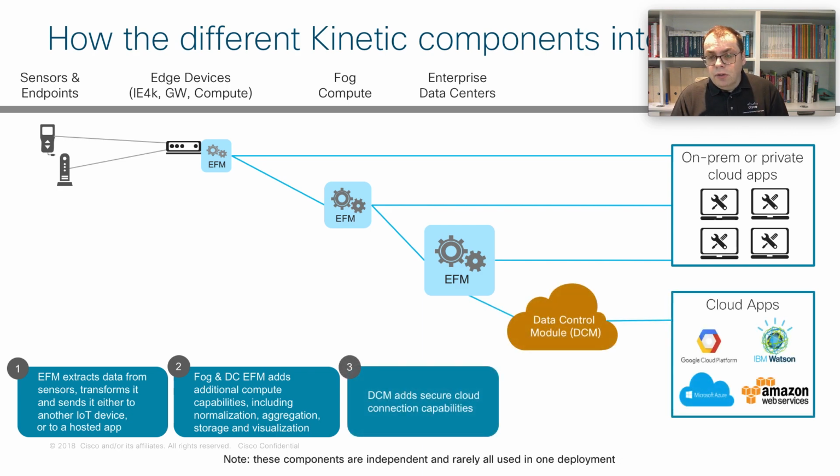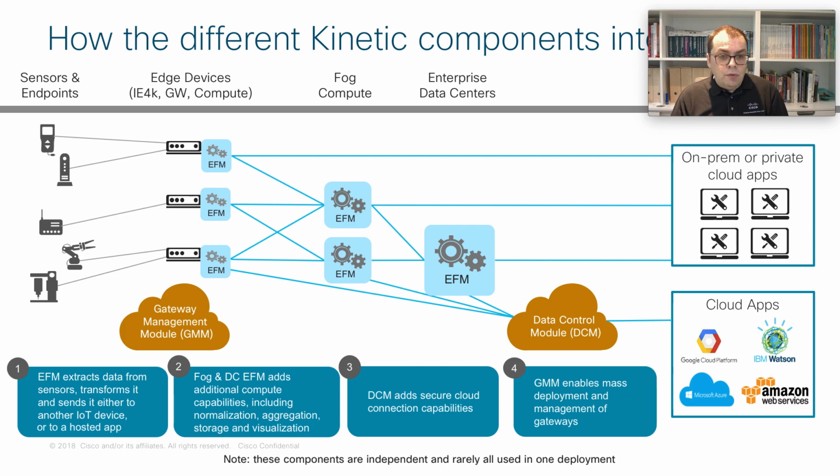Then we can use DCM to help you do the partitioning of the data and to send the data to a cloud. And this piece is actually done in a cloud, and I'm going to cover this in upcoming videos. And of course the GMM module can help you to manage the gateways, if you have installed gateways to do the connectivity and the data extraction.